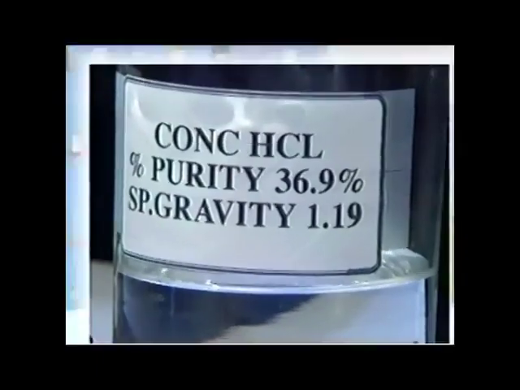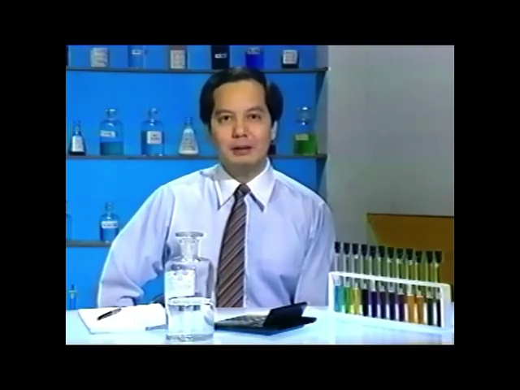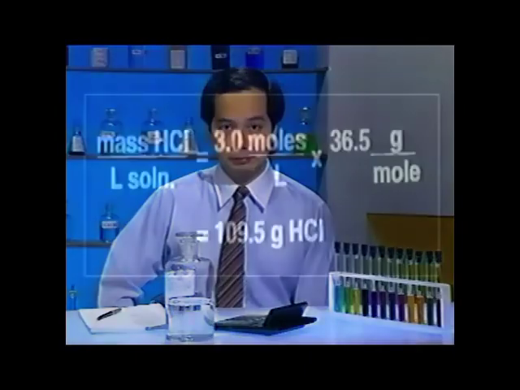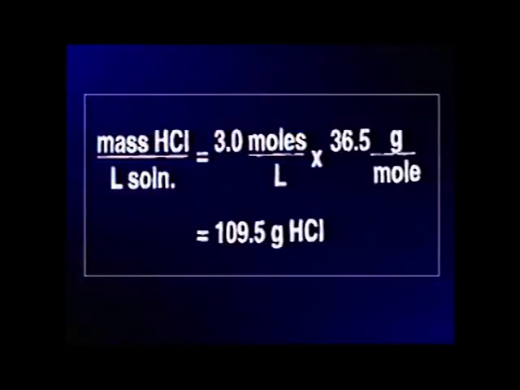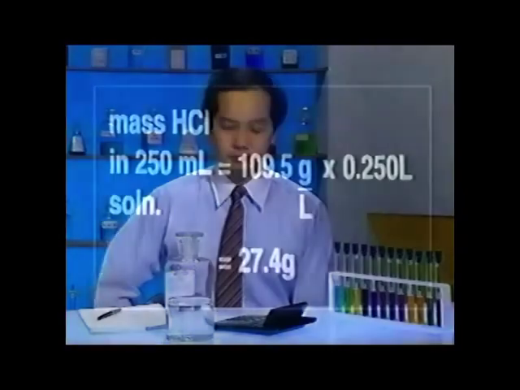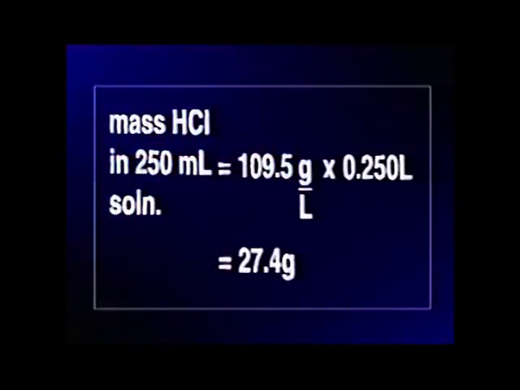How do we prepare 250 milliliters of a 3-molar solution of hydrochloric acid from concentrated HCl? First, determine the mass of HCl in 250 ml of a 3-molar HCl solution. 3-molar HCl means that there are 3 moles or 109.5 grams HCl in every liter of solution. Therefore, the mass of HCl in 1/4 that volume, 250 ml, is 1/4 of that. Or 27.4 grams.